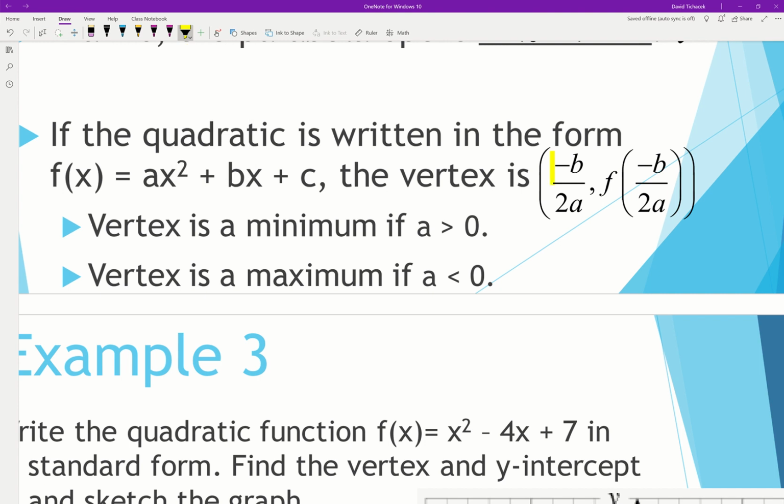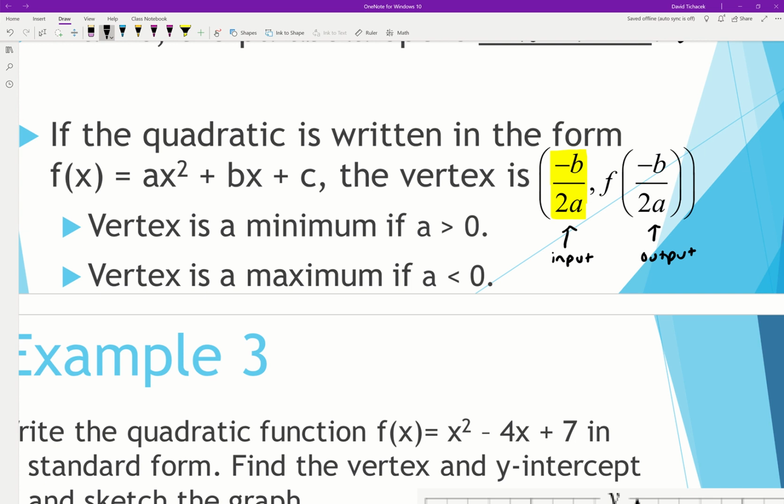So the x-coordinate of the vertex is going to be this little formula here. That's the opposite sign of b, all divided by whatever 2 times a is. And what you're seeing here is f of that as well. So that's just going to be the input and output, and then plotting that as an ordered pair.